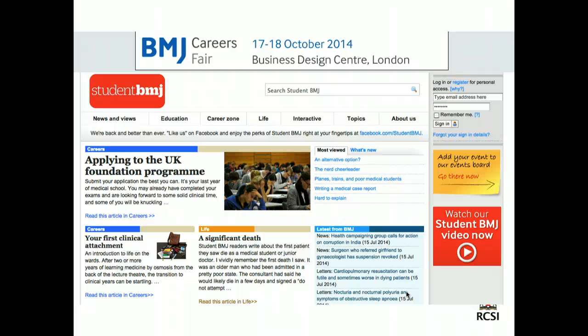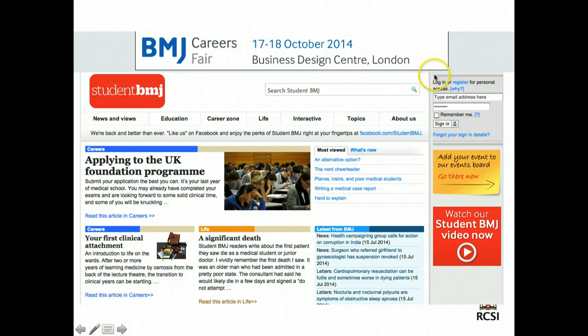So on that note, I want to help promote the use of electronic journals by asking you to take a look at this site here. You've done this, but I'm just promoting it again. This is the BMJ, the Student BMJ. A lot on this, like applying for UK jobs, is not relevant to you, but there's a lot that is relevant to you. Students talk about the first patient they saw who died. Fairly profound stuff. Your first clinical attachment, what life is like on the wards, all that kind of thing.